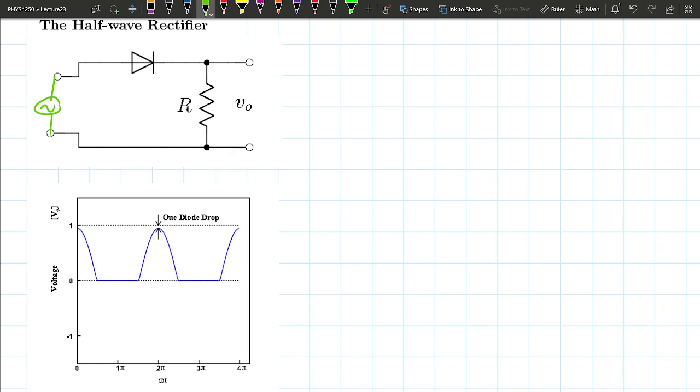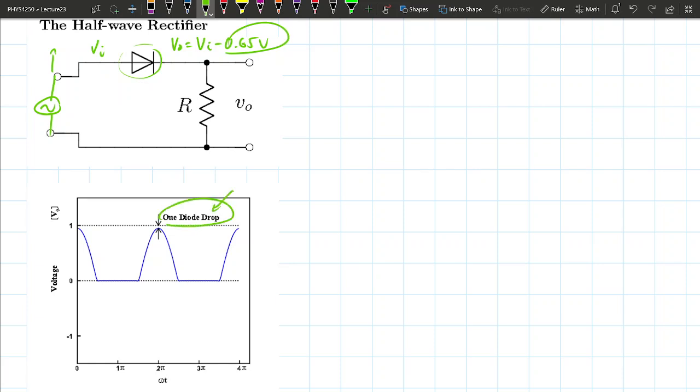Okay. When this voltage is high, let's say above 0.65 volts, the diode works as if it's a short. It just allows current to pass through. So the voltage output here is going to be whatever the input is minus 0.65 volts, and this 0.65 volts is known as a diode drop.